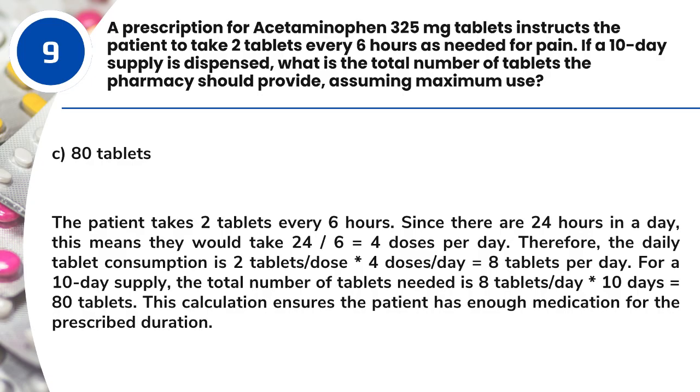80 tablets. The patient takes 2 tablets every 6 hours. Since there are 24 hours in a day, this means they would take 24 divided by 6, which is 4 doses per day. Therefore, the daily tablet consumption is 2 tablets/dose * 4 doses/day equals 8 tablets per day. For a 10-day supply, the total number of tablets needed is 8 tablets/day * 10 days equals 80 tablets. This calculation ensures the patient has enough medication for the prescribed duration.